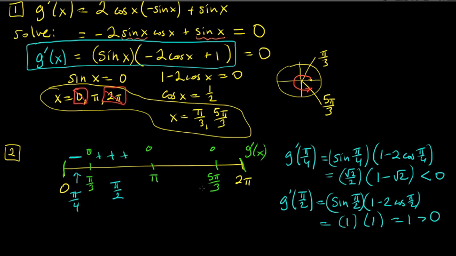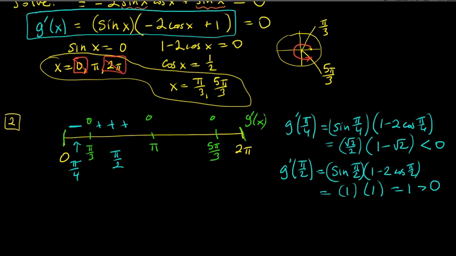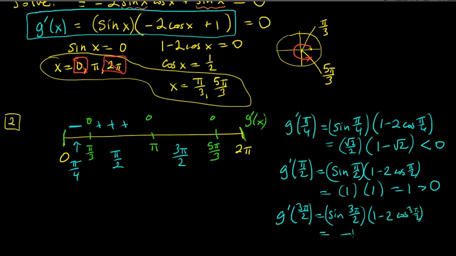And then between pi and 5 pi over 3, you have a lot of good choices, like 2 pi over 3, or even 3 pi over 2 is good. So if you plug 3 pi over 2 into the derivative, I think the sine will be -1 there. And 1 minus 2 times the cosine of 3 pi over 2 is again 0. So you're just going to get -1 times 1, which is -1, which is negative. So now it's going to be negative.